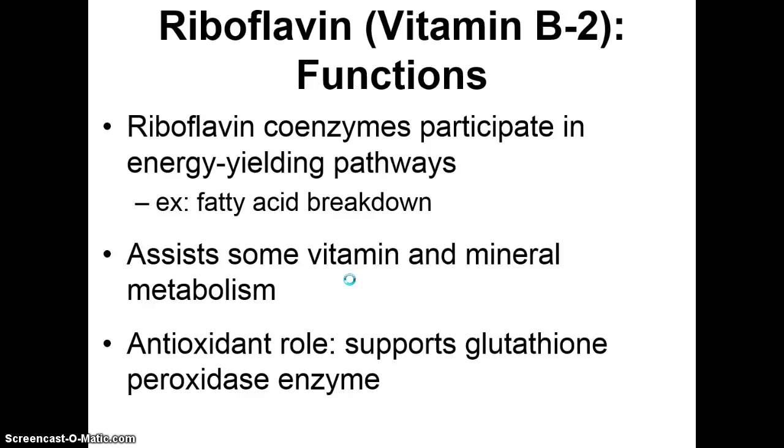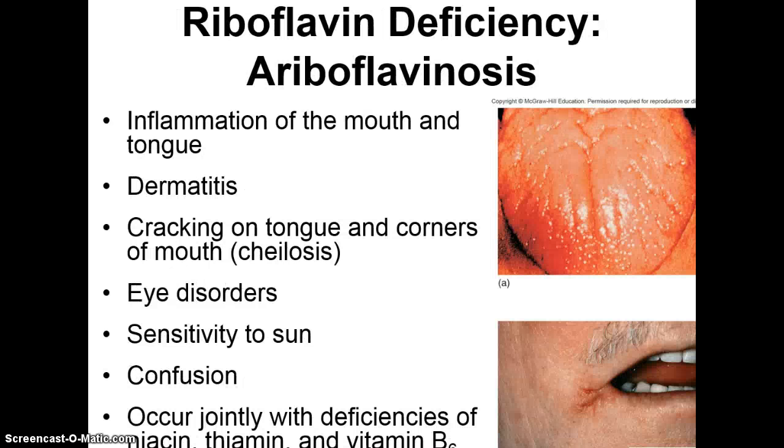Again, riboflavin does a couple of things. It helps specifically in fatty acid breakdown, which we do to yield energy when we don't have enough glucose present, but it also plays a role as an antioxidant. It supports the enzyme glutathione peroxidase. One of the deficiencies could be inflammation of the mouth and tongue, cracking on the tongue and corners of the mouth. My son frequently gets this. I think it's more due to dry lips, but I always think of a riboflavin deficiency.